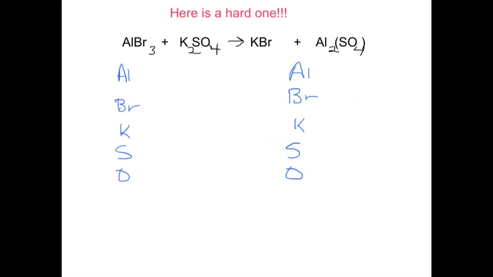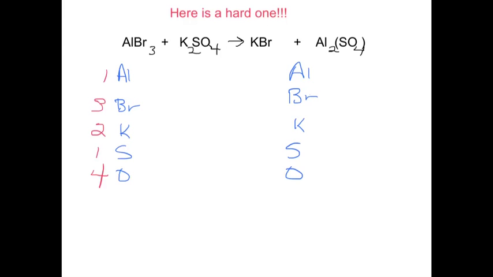Let's make it a little bit harder and take this next example. I've already written out and listed the atoms that we have. So step 1, again, is listing the atoms. We've done that. So let's go ahead and do step 2, where you have to count the atoms. We have, in this case, 1 atom of aluminum, 3 atoms of bromine, 2 atoms of potassium, 1 atom of sulfur, and 4 atoms of oxygen.